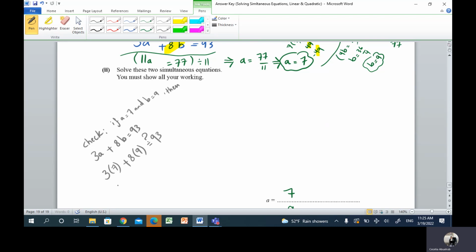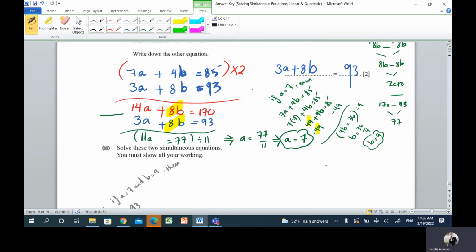So 3 times 7 is 21, plus 8 times 9 is 72. Is it equal to 93? So 21 plus 72 is actually 93. So the left is equal to the right, which means that the values of A and B that we found is correct.